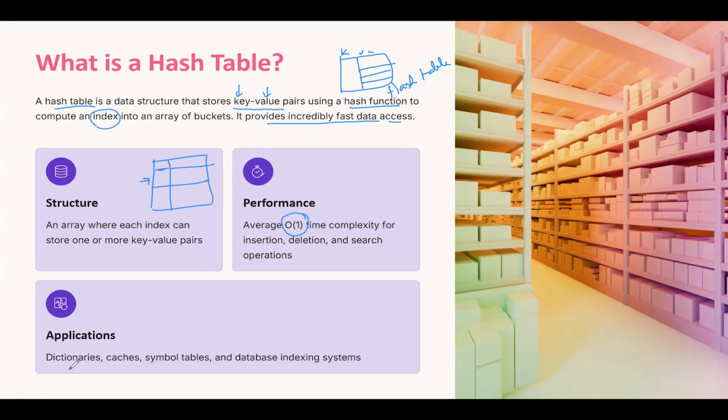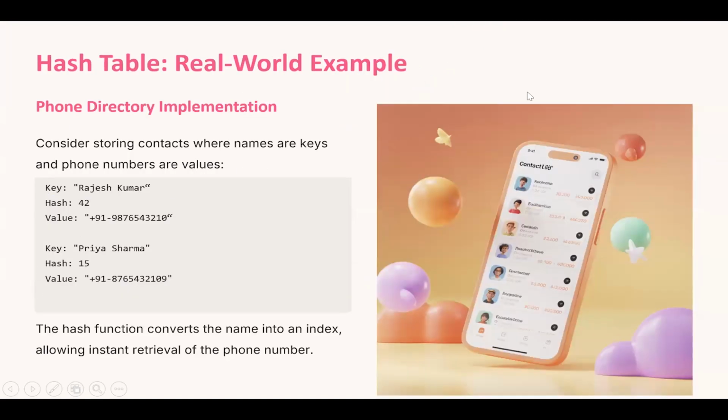The applications are going to be dictionaries, caches, symbol tables, and database indexing systems, just like how we discussed. Now, let us see one real world example: a phone dictionary implementation. Here, if you are storing contacts where names are the keys and phone numbers are the values, for example, Rajesh Kumar is a key and the value you want to store is the mobile number belonging to Rajesh Kumar. What we are going to do is apply a particular hash function to this particular key, which is the name.